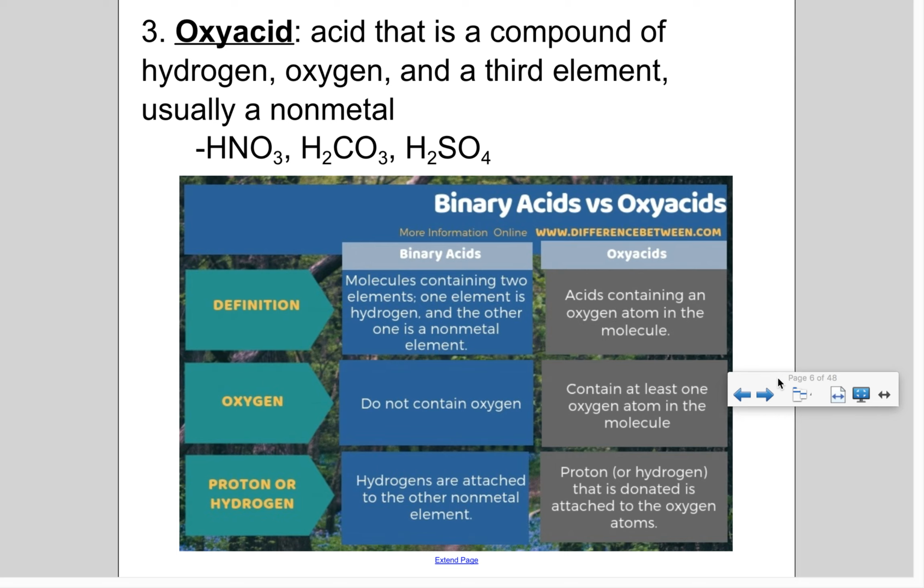So we have binary acids. We also have oxyacids. An acid that is a compound of hydrogen and oxygen, and then a third element, usually a nonmetal. So HNO3, hydrogen, oxygen, and a nonmetal. H2CO3, hydrogen, oxygen, and a nonmetal. H2SO4, hydrogen, oxygen, and a nonmetal. So binary acids: two elements, one is hydrogen, the other one's a nonmetal. Oxyacids: acids containing oxygen as well as a hydrogen and a nonmetal. So no oxygen, has oxygen. Moving on.